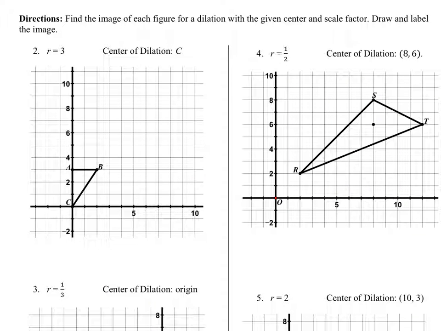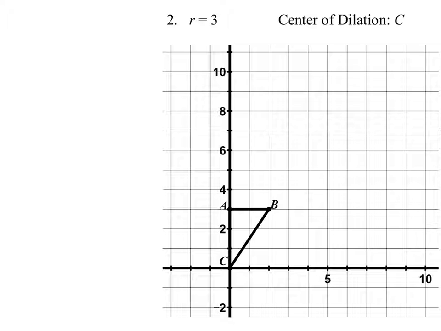Find the image of each figure for dilation with the given center and scale factor. Draw and label the image. In this one, they gave us a scale factor with that R stuff, even though we could use just SF, whatever. So the center of dilation is the point C on this one, which is actually just the origin. And this is a scale factor of 3. So each of the lengths we want to multiply by 3.